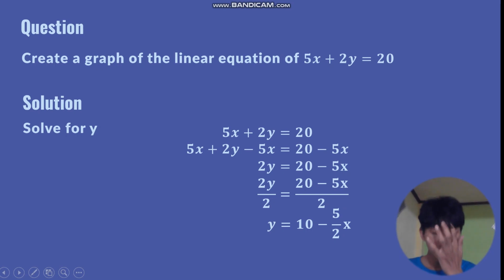So we have subtraction of the term 5x. I'm sorry. So we have 5x plus 2y minus 5x is 20 minus 5x. And 2y is 20 minus 5x. And we have to divide by 2 on both sides. We have 2y divided by 2 is 20 minus 5x divided by 2, so y is 10 minus 5/2 x.